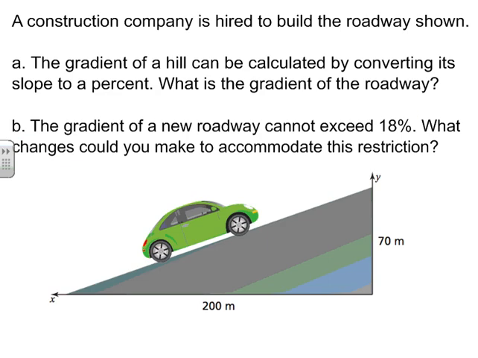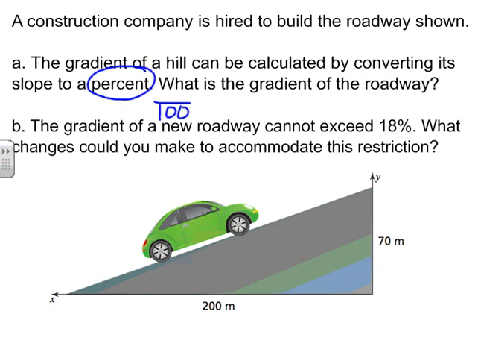All right, final one. A construction company is hired to build the roadway shown. The gradient of a hill can be calculated by converting its slope to a percent. So if you've ever been driving in the mountains, like on I-70, you often see signs that say, truckers slow down 7% slope or 7% gradient. It's just a common way to compare the slope. So a 1 to 2% gradient isn't very steep, but 6, 7, 8%, those ones are going to be really, really steep. Okay, percents are always going to be a fraction out of 100.